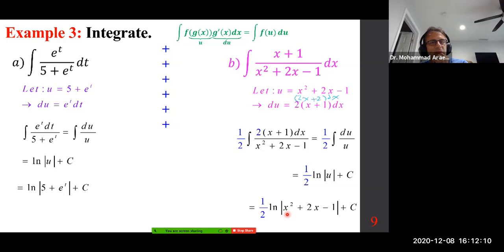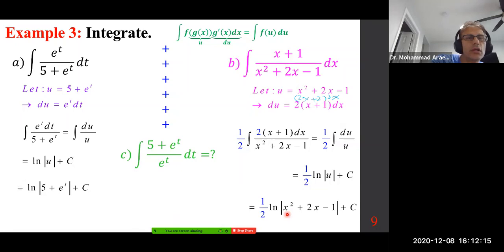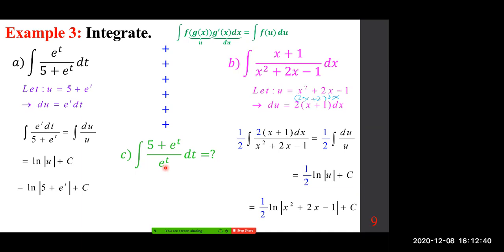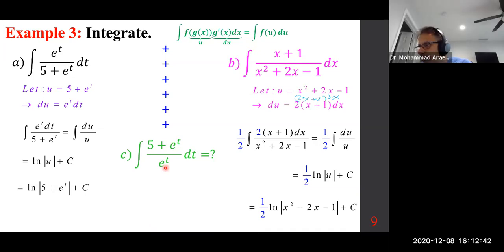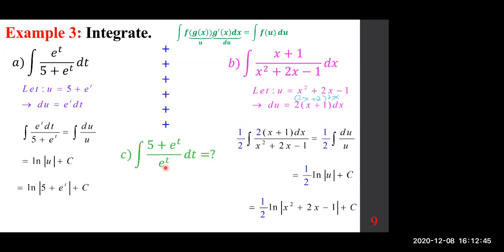Now, to see if you remember the old stuff, how would you do this? I want you to take a look at part A. And I'm writing the reciprocal of part A. How would you do this? Any ideas? What would be your first step if I want to do this integration? Anyone? What would you do? The old way, you're right, which is what? You have to write 5 divided by e to the power of t plus 1.